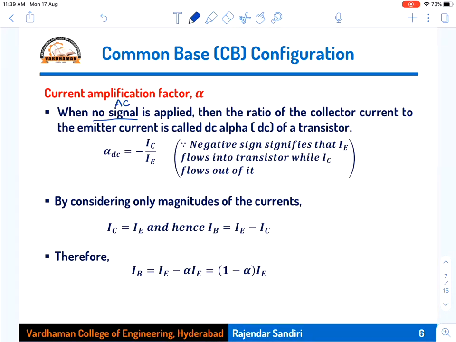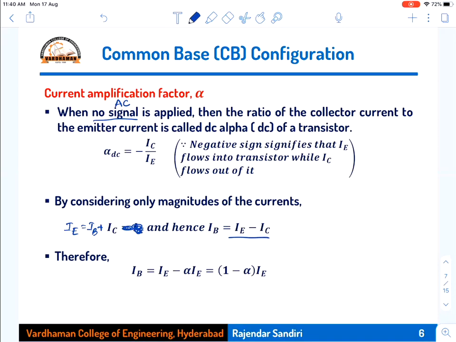So by considering only the magnitudes of the currents, IE is equal to IB plus IC, and hence IB is equal to IE minus IC. If you rearrange this for IB, you will get IE minus IC. Now, IB is equal to IE minus IC, taking only the magnitude.